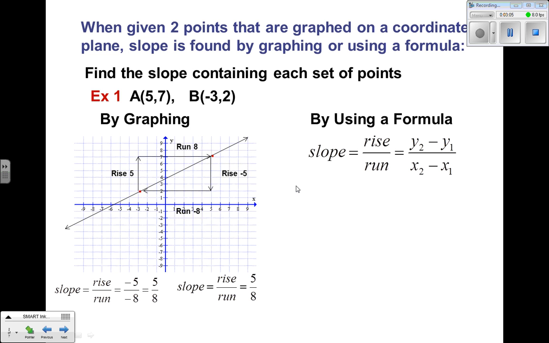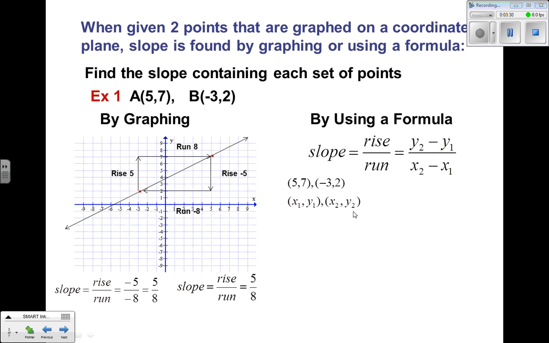But now we're going to use a formula. It's true that slope is equal to rise over run, but that's just the general formula. Slope is actually the difference between the y values, and because there are 2 points, that's where the little 2 and the 1 come in, so it's y2 minus y1 over the run values, which is the difference of the x values, which is x2 minus x1.